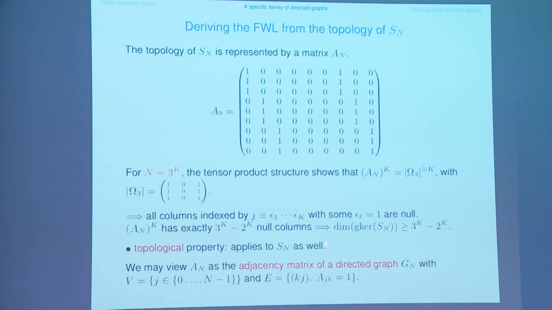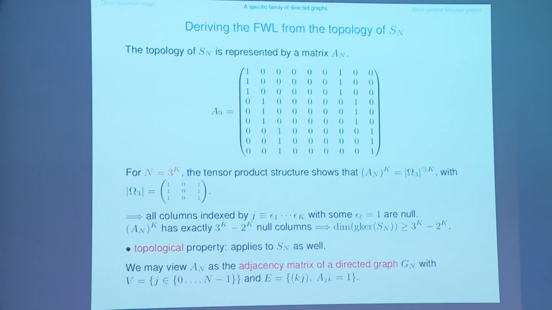From this you can get that just from the topology of the matrix, no matter what phases you put here, by taking products you will create many null columns. This gives you a lower bound on the dimension of the generalized kernel, which will be responsible for the geometric multiplicity of zero in the kernel. So it is larger or equal to 3^k minus 2^k, the number of null columns after you took this power. What's important is that this phenomenon is not due to the tensor product, it's really due just to the topology of this matrix: where are the non-trivial entries?